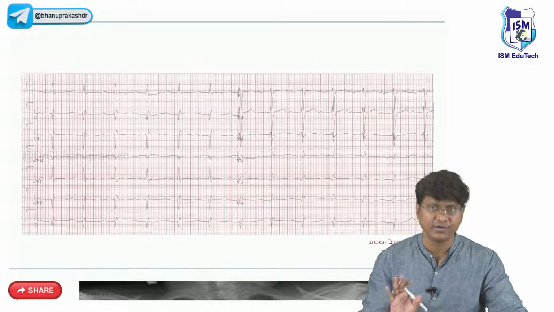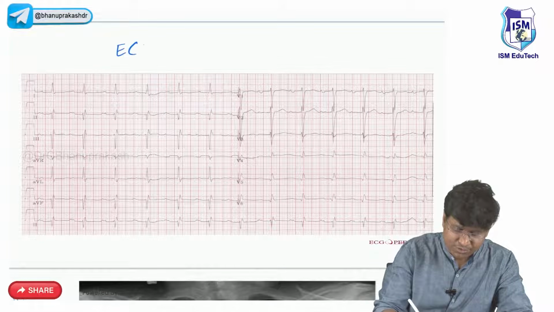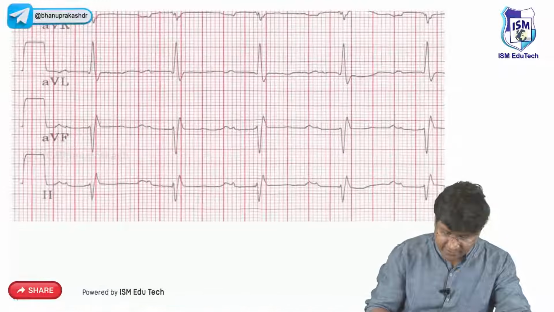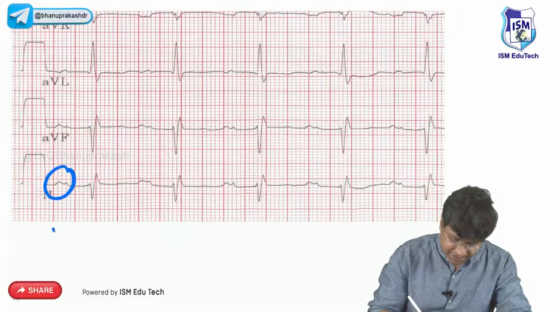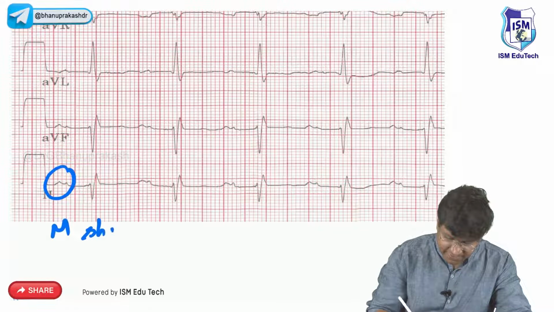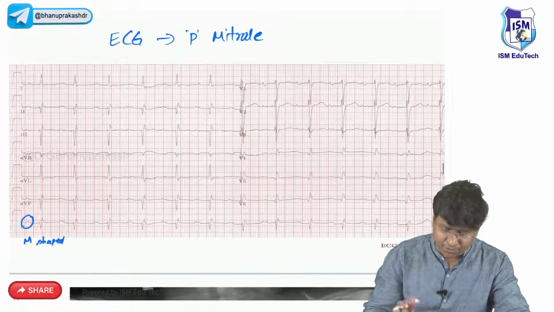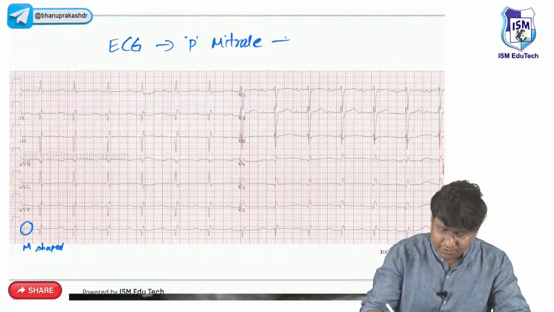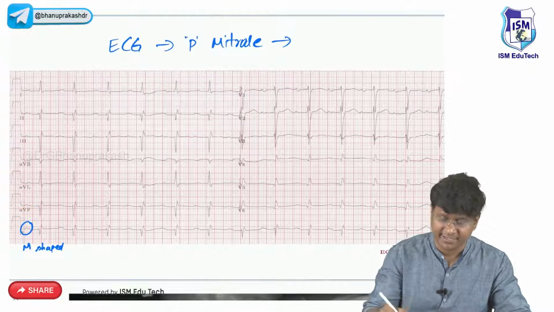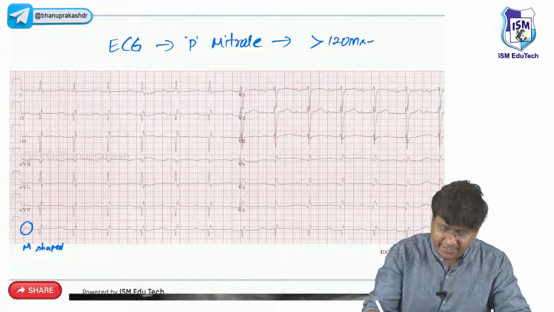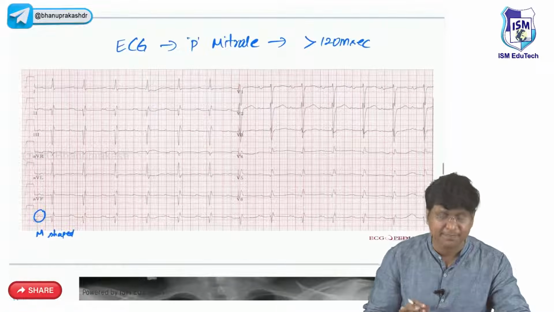One is by your 2D echo, definitely. Then what does the ECG show? ECG will show you the presence of the P mitral, where if you take the P wave, it is of M shape. M-shaped P wave. Then you also need to know, in order to call it as P mitral, what is the criteria? The duration of the P wave will be more than 120 milliseconds. That is when we use the word P mitral.